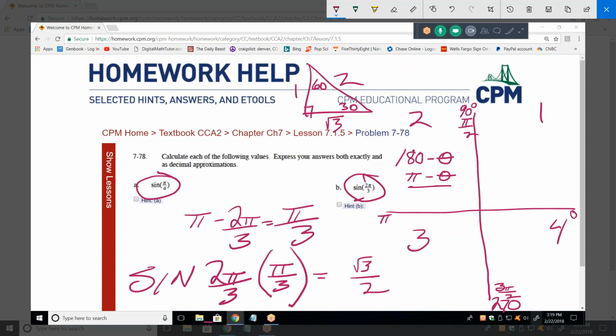Now the only thing we have to figure out is whether it's a plus or a minus in front of it. And for that, we're going to use this: All Students Take Calculus. I don't know if they've taught you this or not, but here's what it means. The A means all 6 trig functions are positive in the first quadrant. The S means only the sine is positive in the second quadrant. Well, not just the sine, but its reciprocal, which has to have the same sign, so the cosecant also. In the third quadrant, the only thing that's positive is the tangent and its reciprocal, cotangent. And in the fourth quadrant, the only thing that's positive is the cosine and its reciprocal, secant.